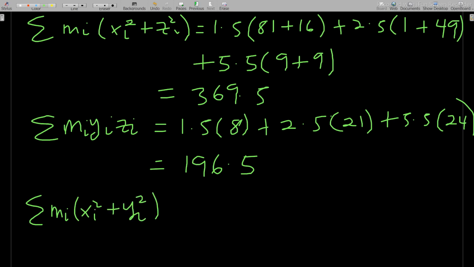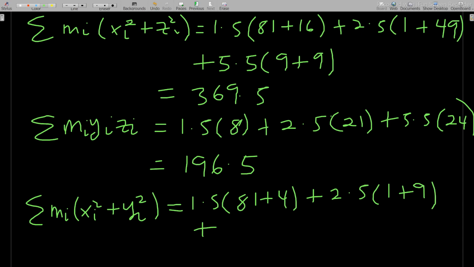So the last one we should find is summation mi times xi squared plus yi squared, okay. And this should be equal to 1.5 into 81 plus 4 plus 2.5 into 1 plus 9 plus 5.5 into 9 plus 64. And this whole thing should be equal to 554, okay. So now we've gotten what we need, okay. These are all what we need, okay.